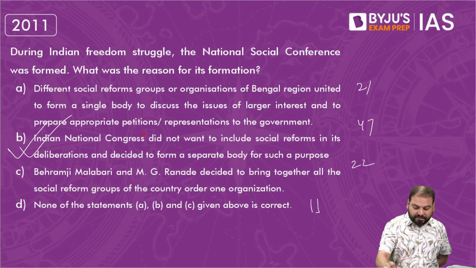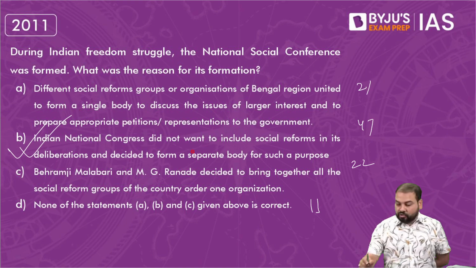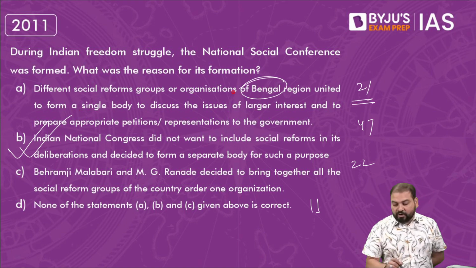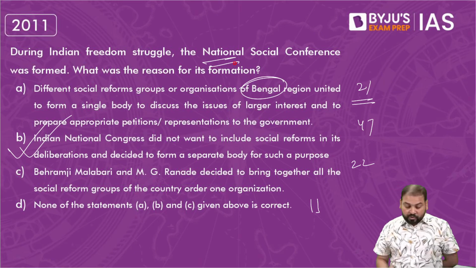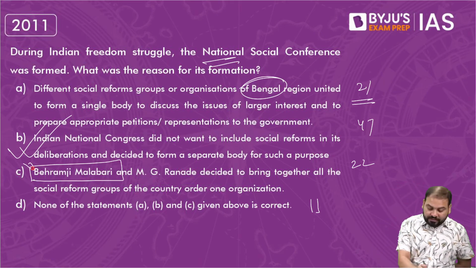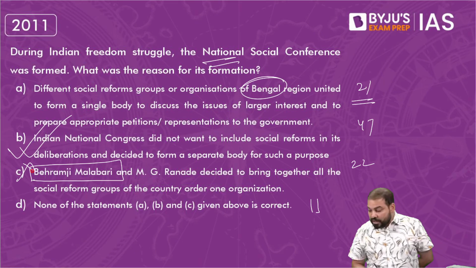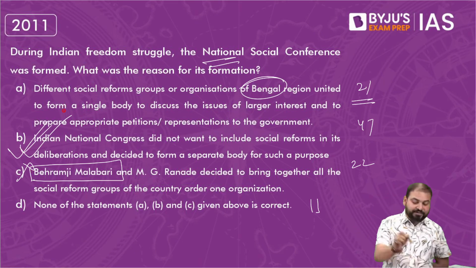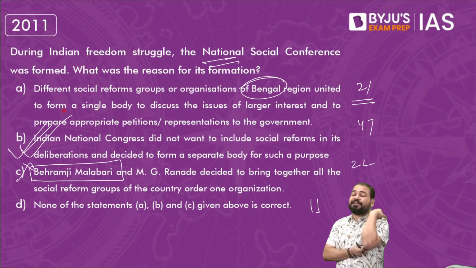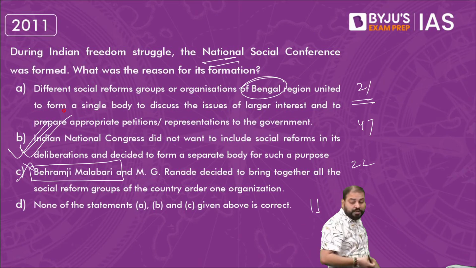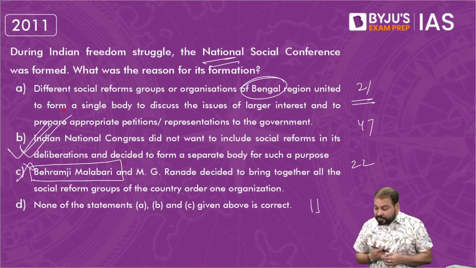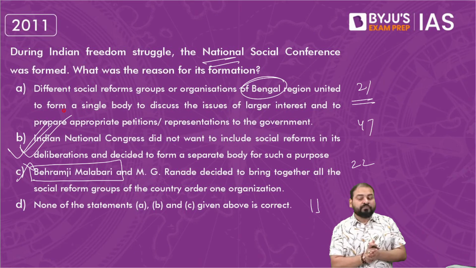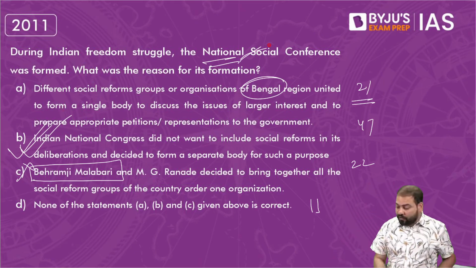B is the answer. Please understand, everyone. Those who said A, it's not Bengal. It is all over the country. Those who said C, wrong, he was not involved with this. And those who say B, you are correct. We had studied in the class that Congress did not want to do the deliberations at the beginning. Getting my point? And that's why a separate body was formed.